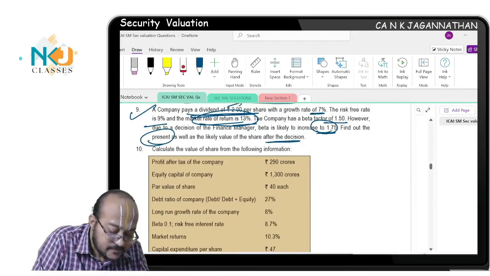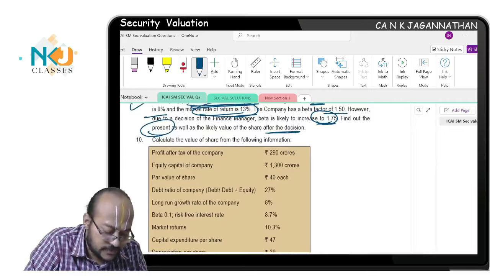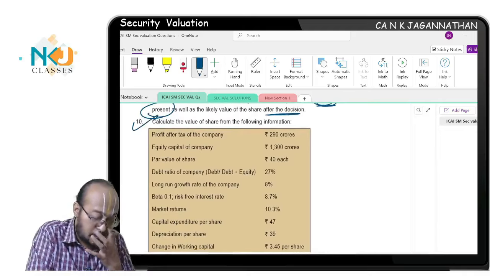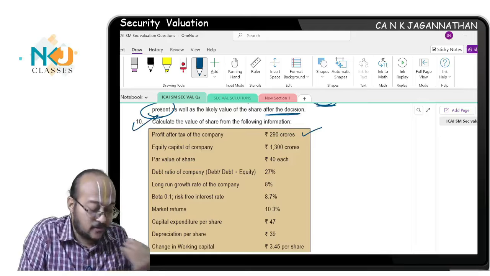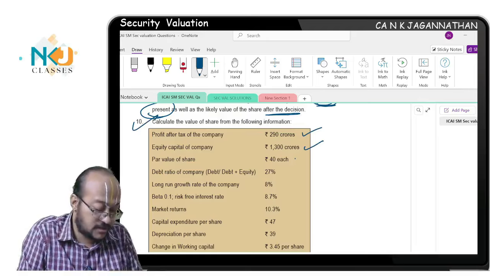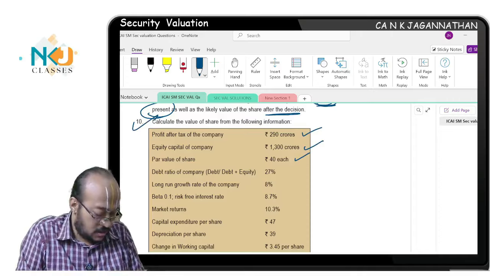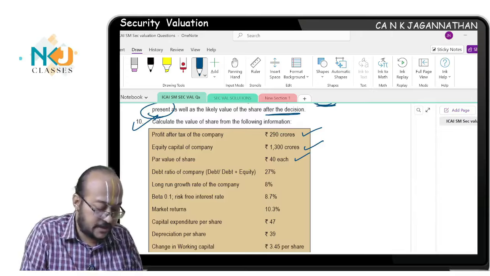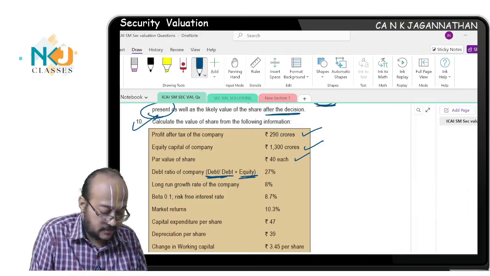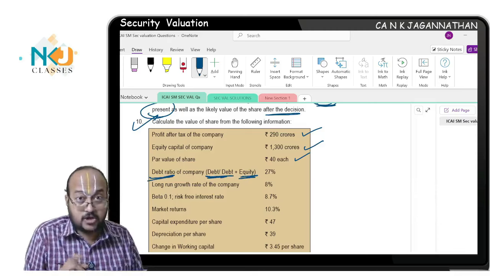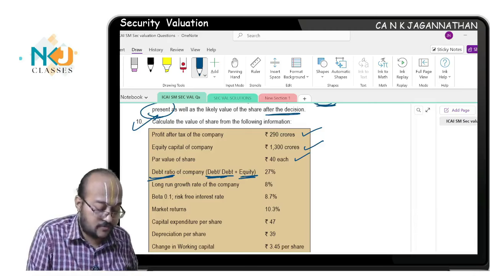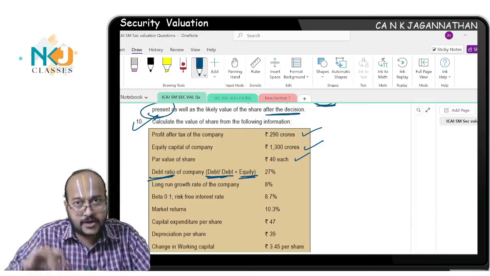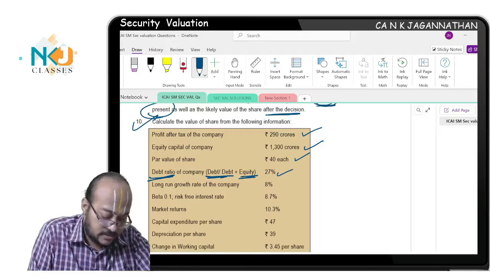Next question: calculate the value of the share from the following information. All this data is given: profit after tax of the company 290 crore, equity capital of the company 1300 crores, par value of the share 40 each. Notice the debt ratio of the company, debt divided by debt plus equity. This is a debt ratio, not the debt equity ratio. Even if they have not said it, you should understand it is debt divided by total assets, which means debt divided by debt plus equity, 27%. Simply debt ratio.